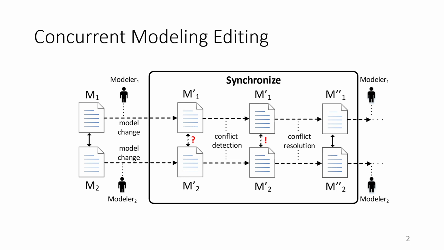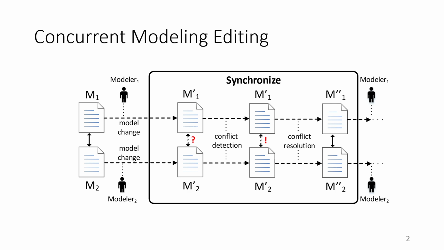So, let me first introduce you to our general scenario. Just imagine that you have two models, M1 and M2, which may not look very much alike. However, they share some information that we want to keep synchronized. And now two users, here we call them modeler 1 and modeler 2, decide to change these models independently from each other so that we can assume that they are no longer consistent with respect to our consistency specification.